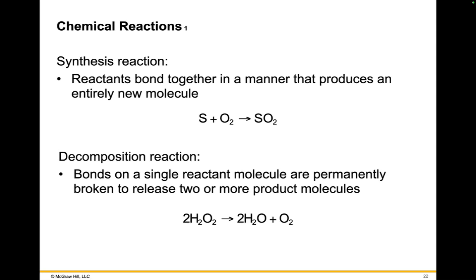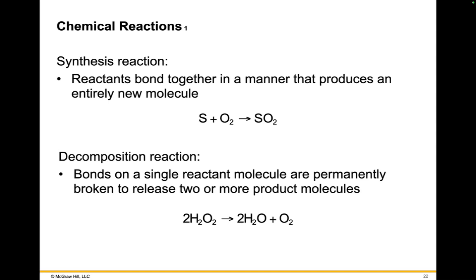And so we have a number of types of chemical reactions. There's synthesis reactions where we take two smaller, simpler atoms or molecules and combine them into something more complex. So the word synthesis means to create or build. So we're building something bigger. And so who are the reactants in this chemical reaction? Well, sulfur and oxygen are the reactants, and this SO2 is the product of that reaction.